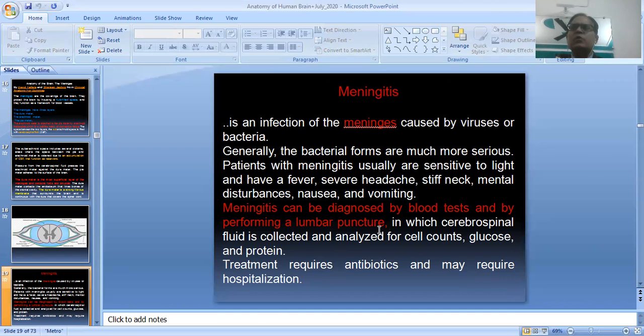Patients with meningitis usually are so sensitive to light and have a fever, severe headache, stiff neck, mental disturbances, nausea, and vomiting. Right? Meningitis can be diagnosed by blood test and by performing a lumbar puncture, in which cerebrospinal fluid is collected and analyzed for cell forms, glucose, and protein. Right? Treatment requires antibiotics, and may require hospitalization.